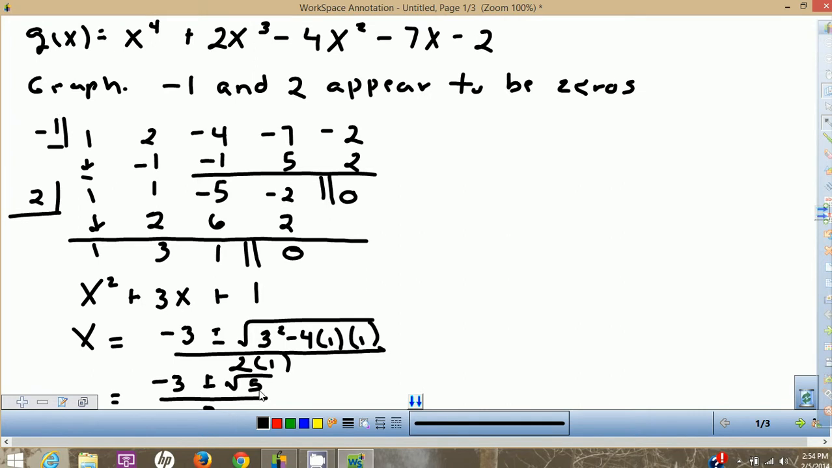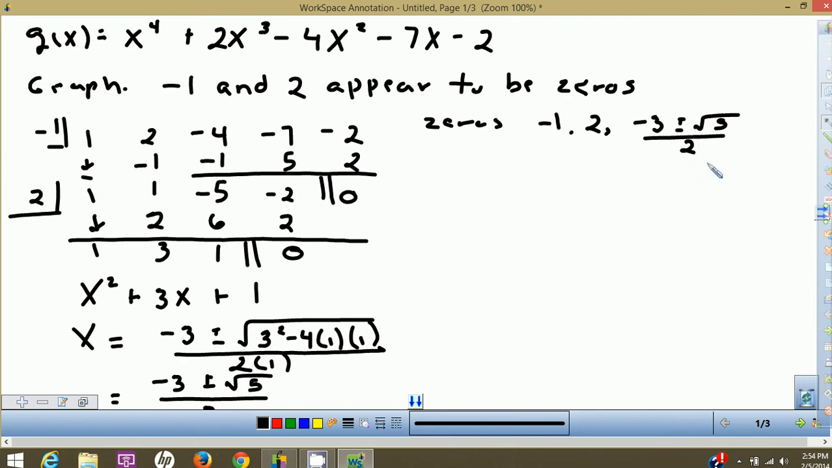Well, look what I got. I got an irrational solution, and it's a plus or a minus, which means I have 2 zeros of my function. The zeros of my function, if I come back and list these, are negative 1, 2, and negative 3 plus or minus the square root of 5 over 2. I could write that as two separate zeros. I could say negative 3 plus the square root of 5 over 2 and negative 3 minus the square root of 5 over 2.